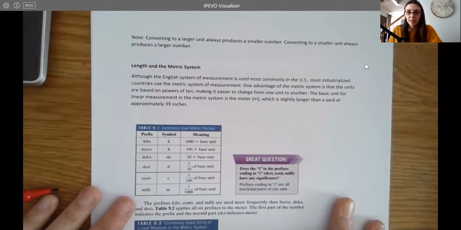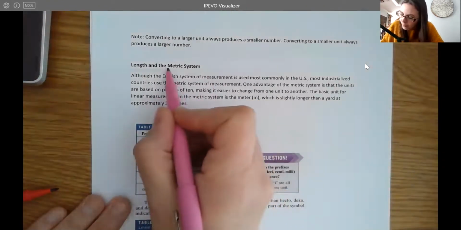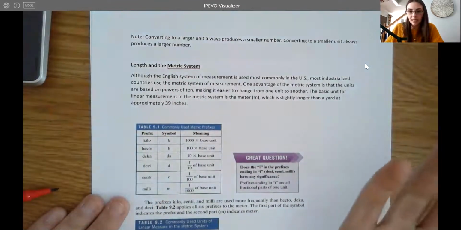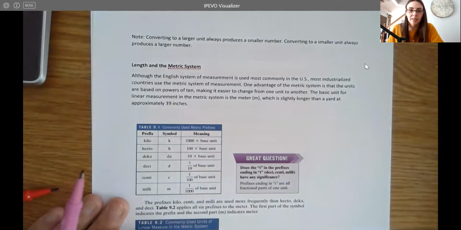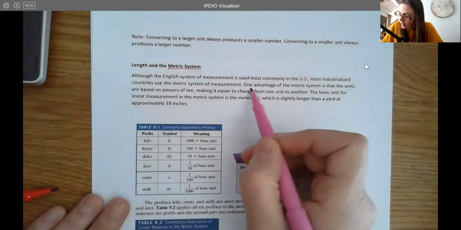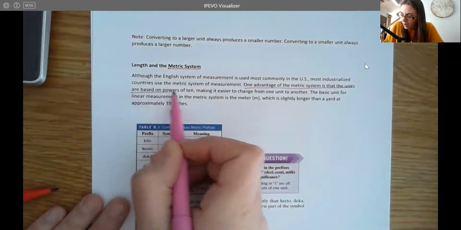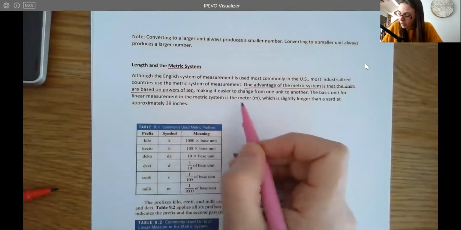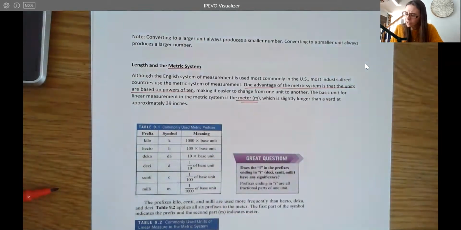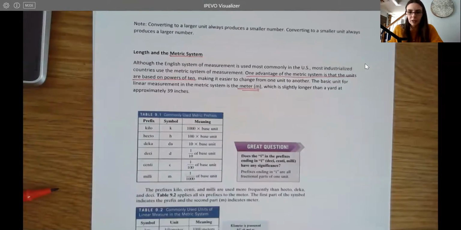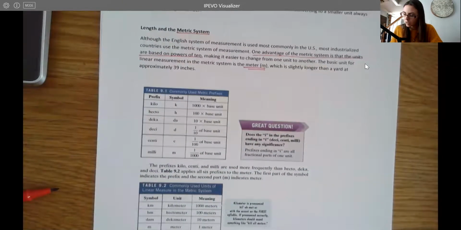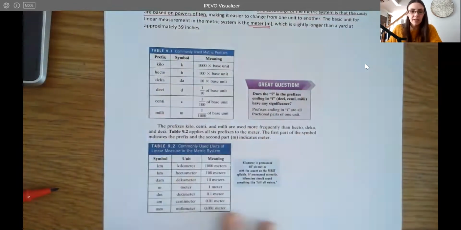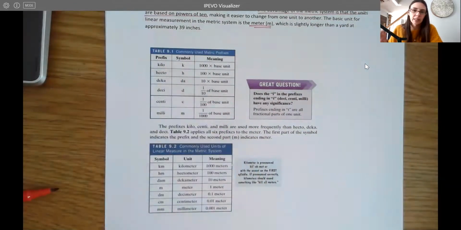All right, so that's the English system, but there's also the metric system. The English system is used mostly in the United States, but most other industrialized countries use the metric system. So we're kind of on our own on that one. One advantage of the metric system is that everything is based in powers of 10, so it makes it a lot easier to change between the different units within the metric system. The base unit here is a meter, which is a little bit longer than a yard, at approximately 39 inches.